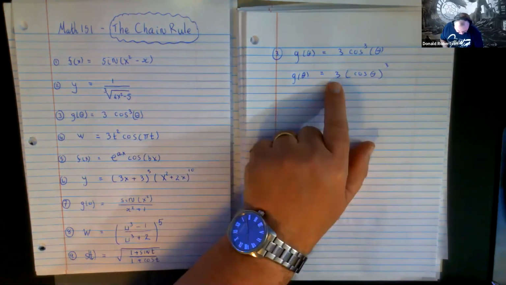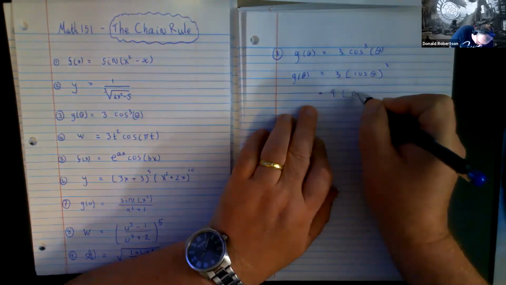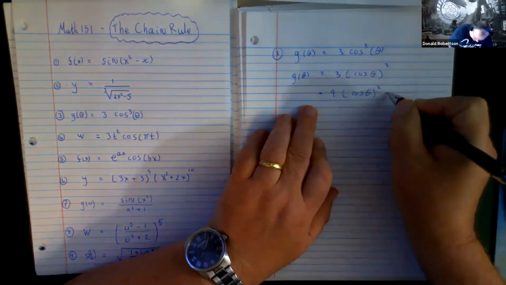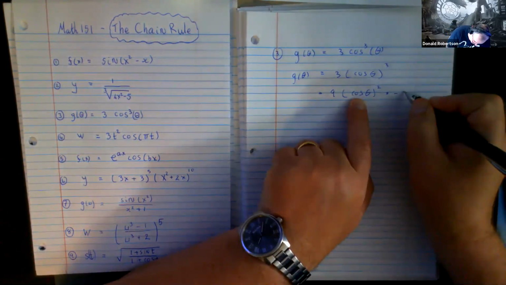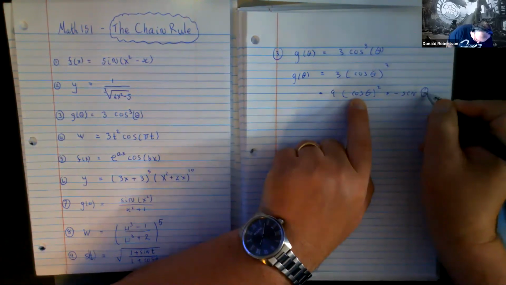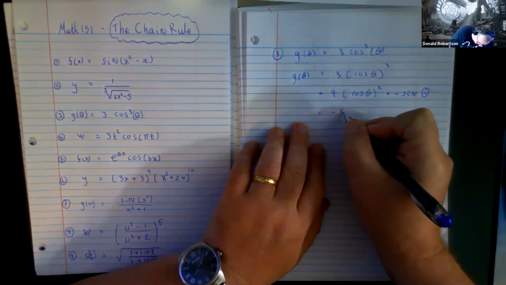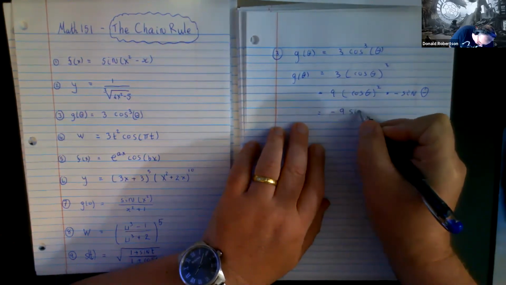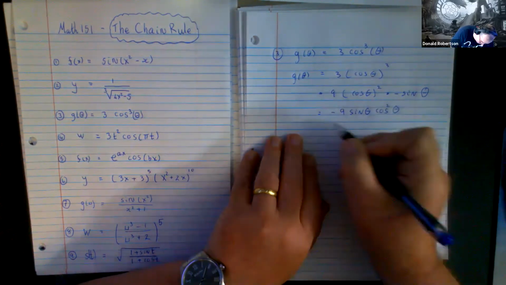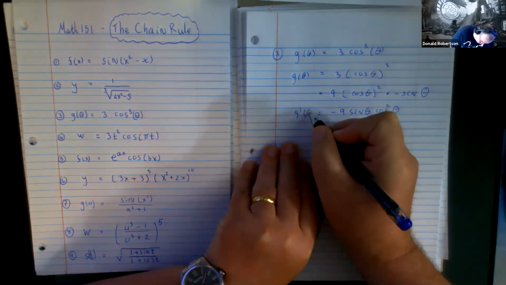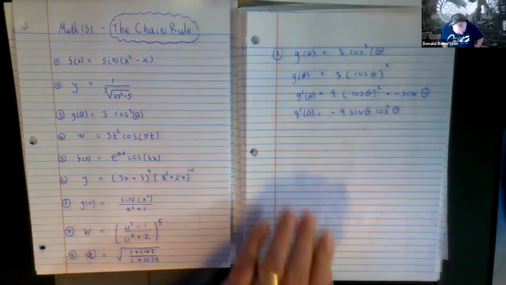Now, I haven't done anything here except algebraically write it slightly different. So this is 3 something cubed. So you get 9 somethings squared times the derivative of the something. And the derivative of a cosine is a negative sine. And that's negative 9 sine theta cos squared theta. That's the end of that one.